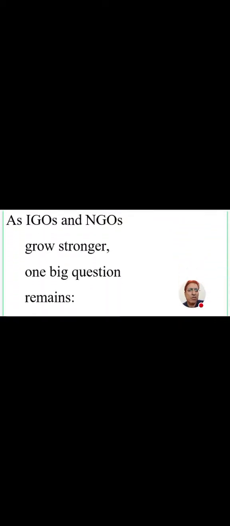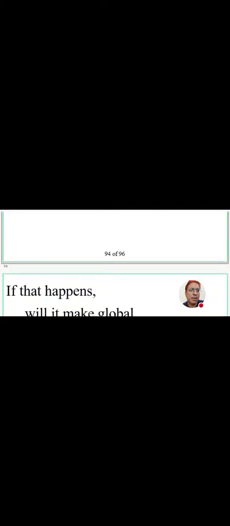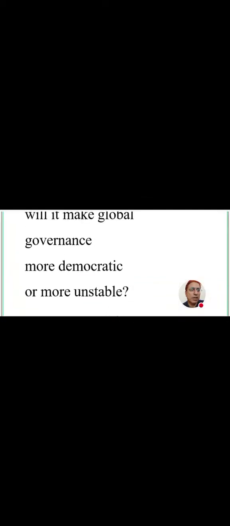As IGOs and NGOs grow stronger, one big question remains: will a global society replace the old system focused on states? If that happens, will it make global governance more democratic or more unstable? So, these were a few things about international organizations.